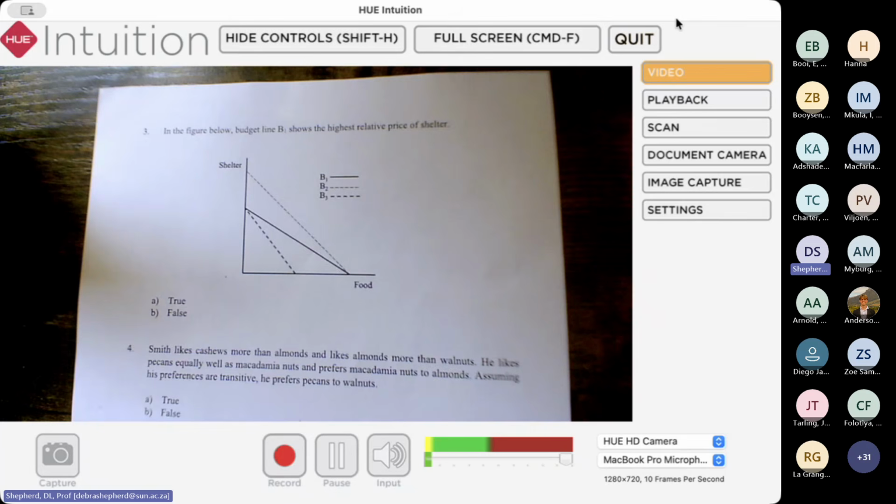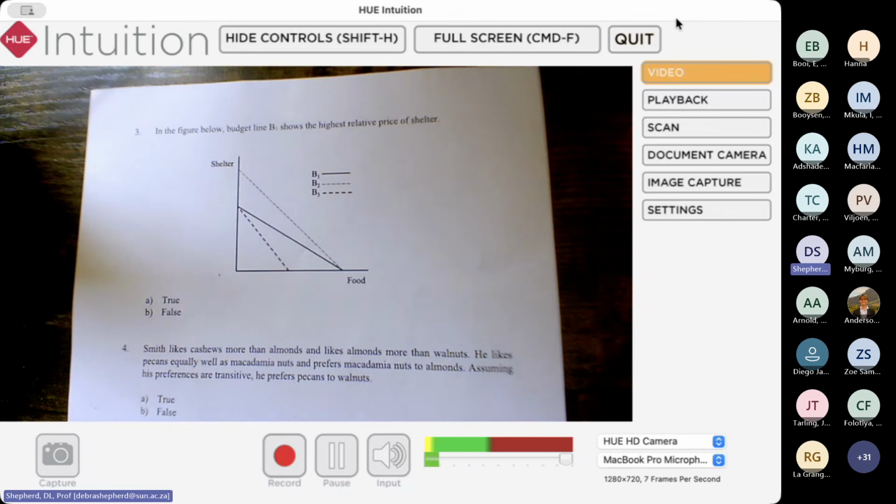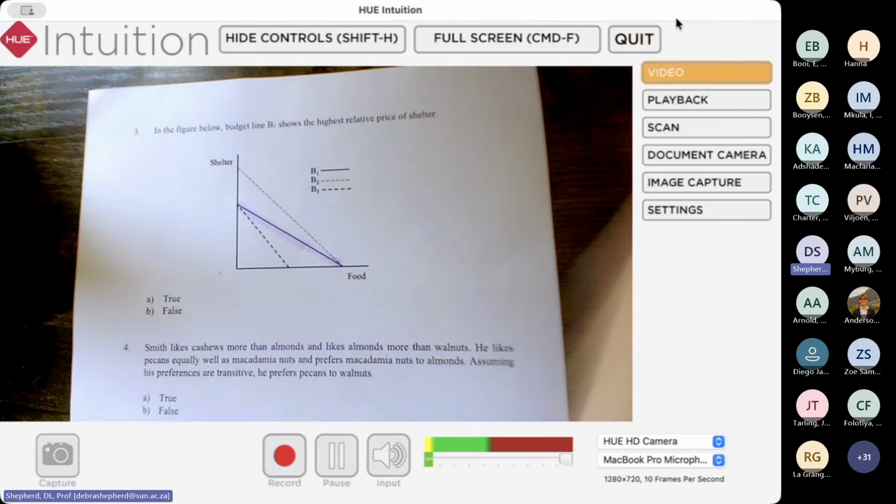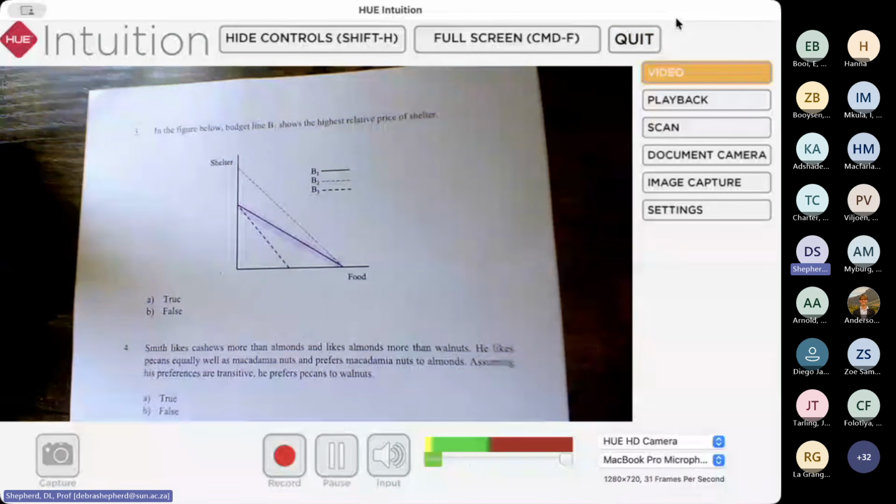In question 3, it says, in the figure below, budget line B1 shows the highest relative price of shelter. True or false? So B1 is the solid line here. And if we look at B1 relative to B2 and B3, how you would describe B1 in this picture is you would say, well, it is the flattest sloped straight line.